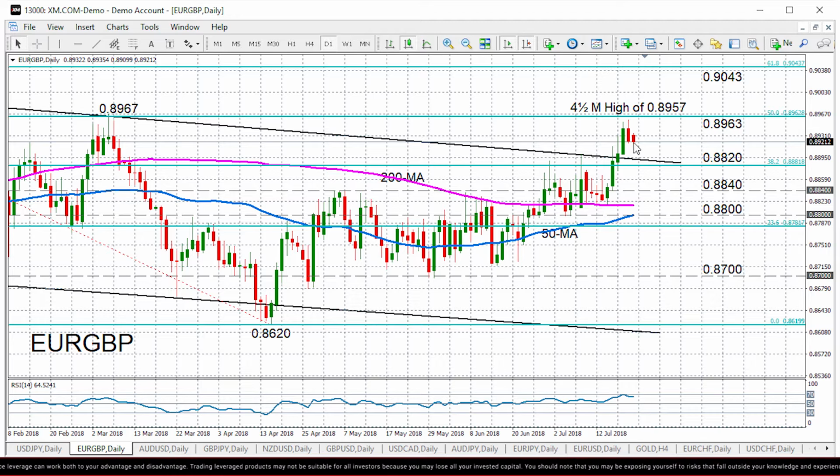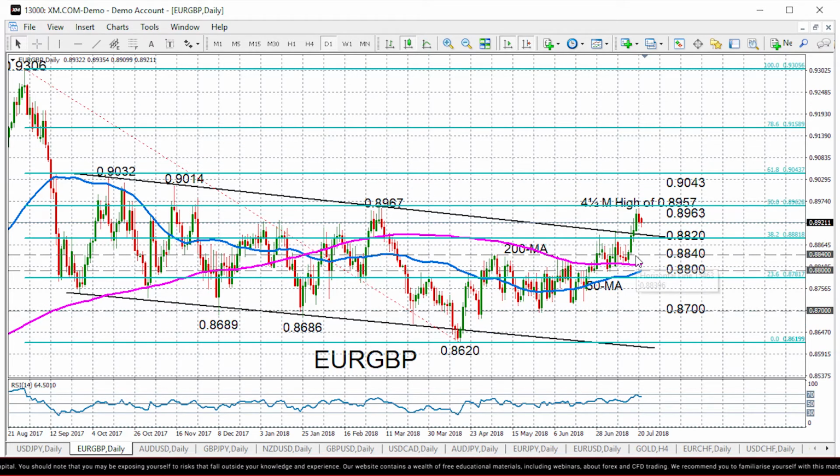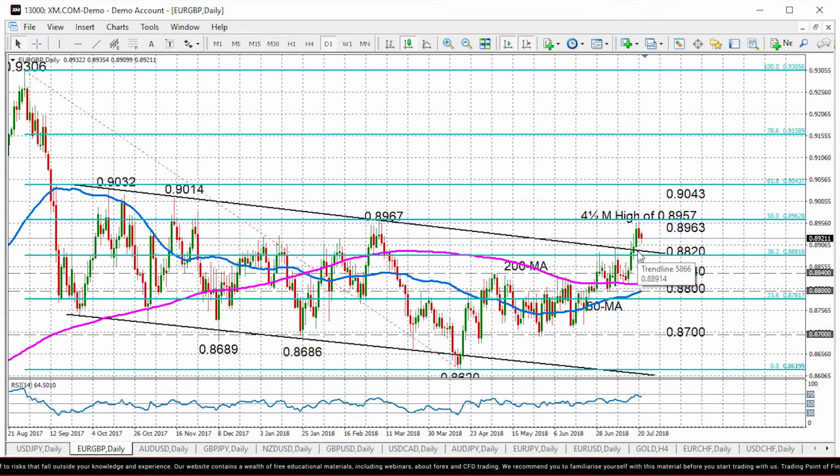If we look at the momentum indicators, RSI is flat just below overbought levels. So we have seen an easing of that strong upside momentum that we saw towards the end of last week. But there is a possibility of further gains in the near term. But in the medium term, although prices did manage to break above that range, it's too early to say whether or not we're seeing the start of a new uptrend.